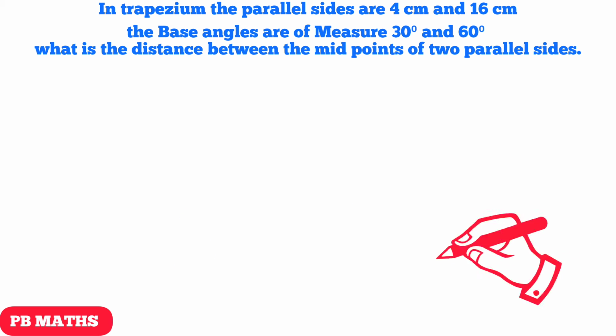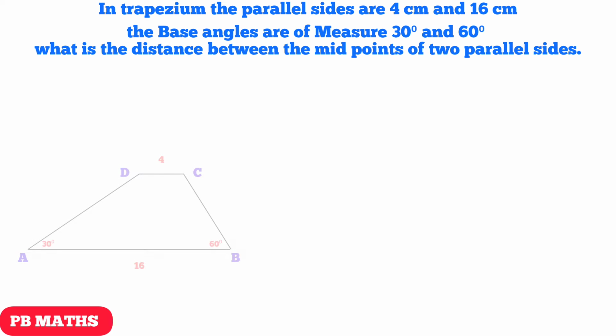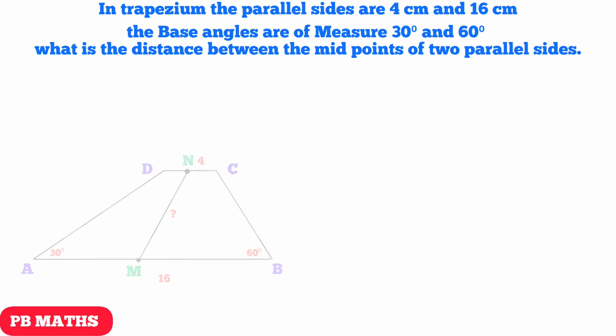To find the solution, let's draw a trapezium ABCD in which AB is parallel to DC. The length of DC is 4 cm and the length of AB is 16 cm. We need to find out the distance between the midpoints of these two parallel sides. That is, we need to find the distance between the midpoint of DC and the midpoint of AB. Let's consider M is the midpoint of AB and N is the midpoint of DC. So we need to find out the length of MN.